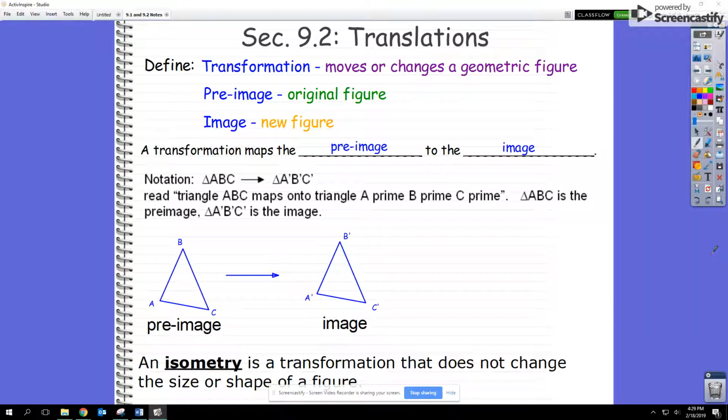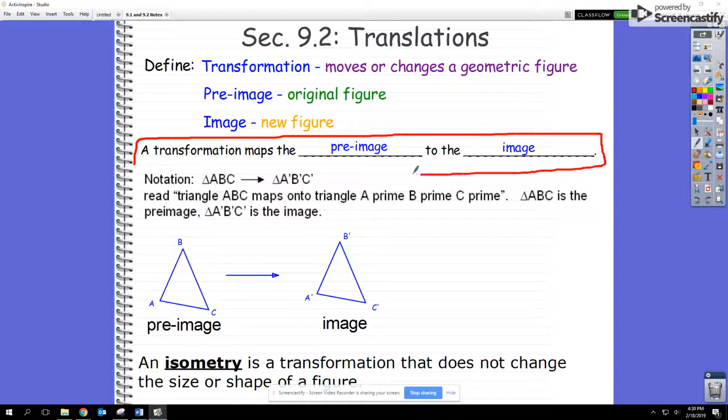But what I am more interested in is the rule up here. Let me kind of highlight this in red. It says a transformation maps the pre-image onto the image. That's just true in general. It doesn't matter what it is. But you always start with the pre-image and you go to the image.